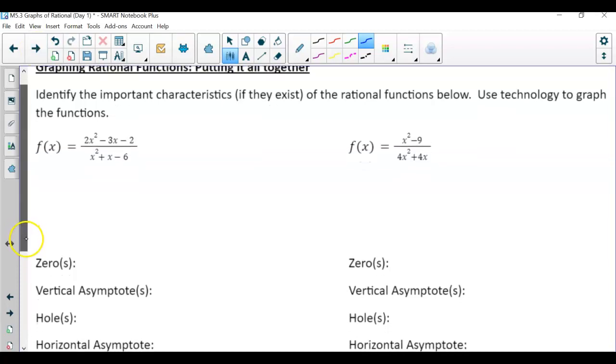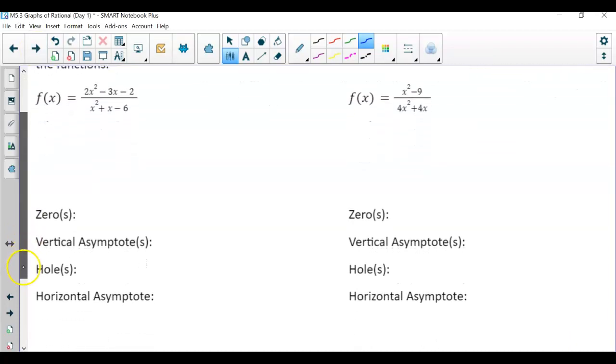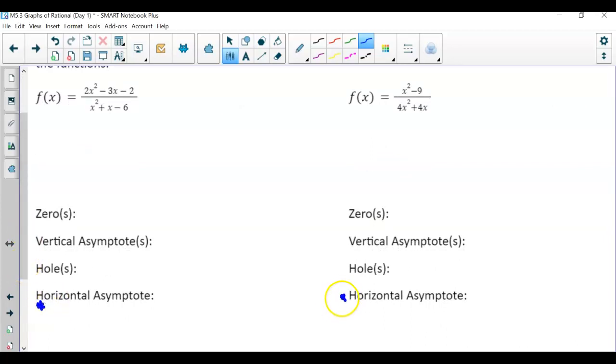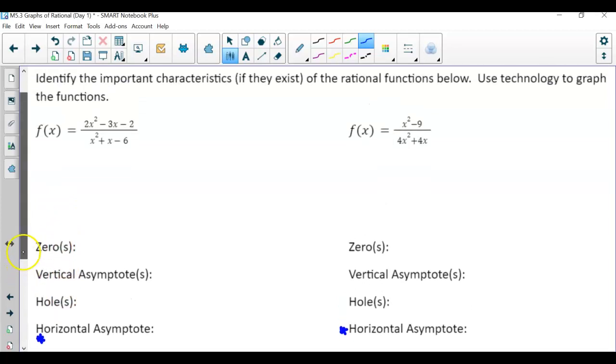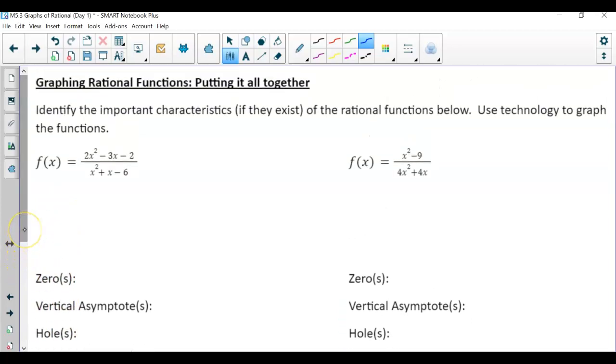So go ahead and I would say try these 2 on your own, but I would first focus on the horizontal asymptote because that just does the degree. So I'm actually going to start with the horizontal asymptote and then do the other 3 characteristics that we did earlier. So go ahead and pause the video and try these on your own. And here we go. So I'm going to focus on the horizontal asymptote.